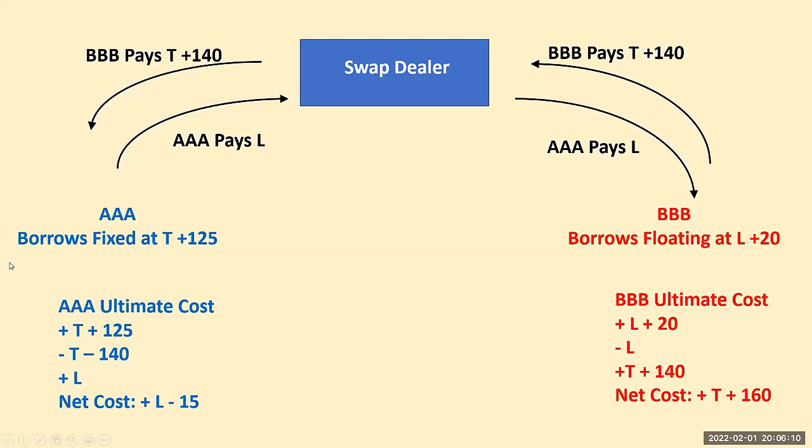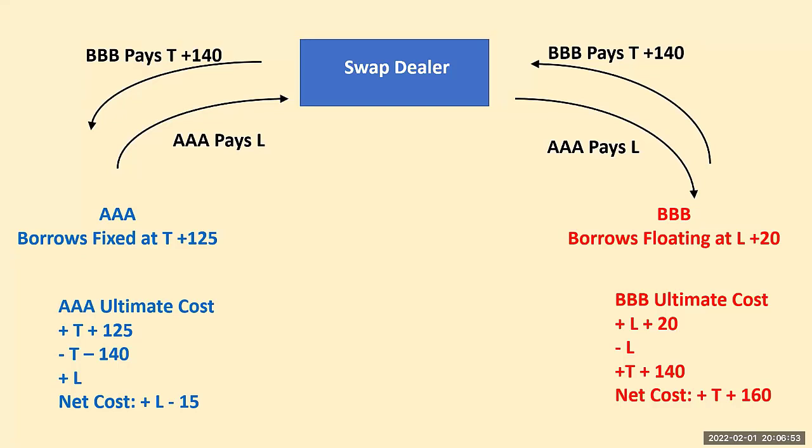All right. So what does this mean for AAA? Well, AAA's ultimate borrowing cost, which is what the question's asking, they went out and they borrowed T plus 125. You notice what I have here. If they're paying, I put a plus sign. If they're receiving, I put a minus sign because it reduces their cost of debt. So they pay T, they pay 125, they receive T, and they receive 140 from BBB. And then they pay LIBOR to BBB. So the T's cancel out. So you end up with LIBOR minus 15.